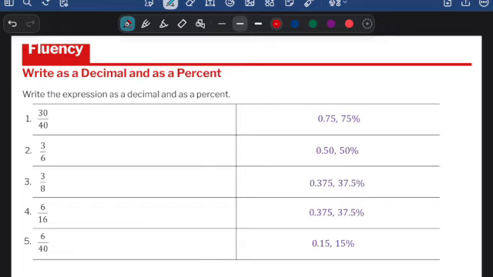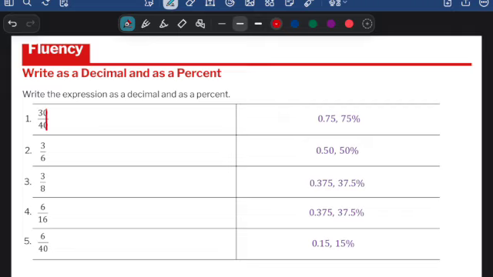Before we begin, let's review how to convert a fraction into a decimal or a percent. So for number 1, we have 30 divided by 40, and we can turn this into a percent a couple of different ways. We can just do the math and divide 30 by 40. We could also simplify and divide the numerator and the denominator by 10 first. And 3 over 4, if we know our decimals, we know 3 over 4 is 0.75. And that is 75%.